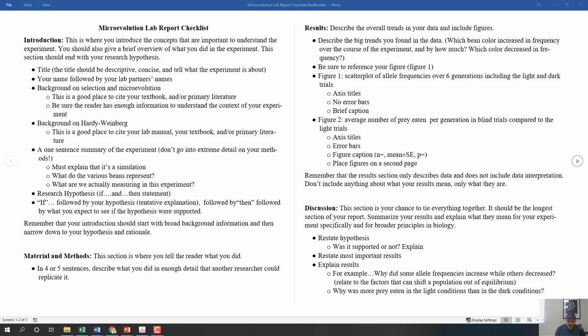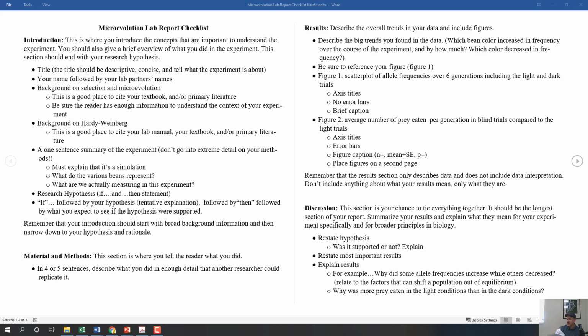I want to talk to you a little bit about your first lab report for Bio 2, Bio 1441, a lab report on microevolution. So just to walk you through this, just in case you have not written a lab report before or you're unsure how to approach this particular report. All reports are going to follow a similar format in your biology courses. They're going to have an introduction, a materials and methods, a result section, and a conclusion or discussion section. You can call it either one usually.